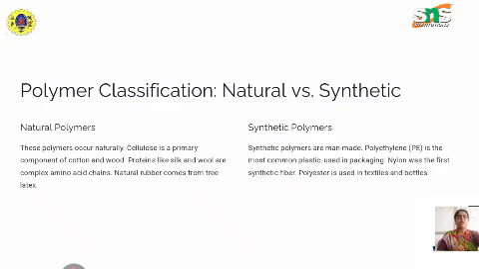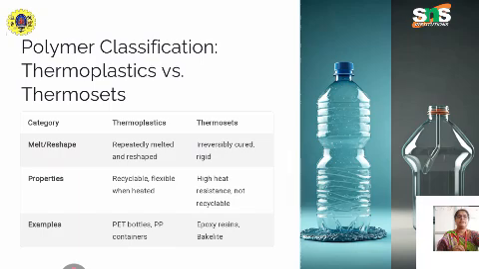And synthetic polymers are man-made. We have different types of synthetic polymers which we commonly use in our day-to-day life. Polyethylene is the most common plastic that we use, used in packaging. You are aware of nylon, which was the first synthetic fiber. Next is polyester, used in textiles and also in bottles. So these are the synthetic polymers.